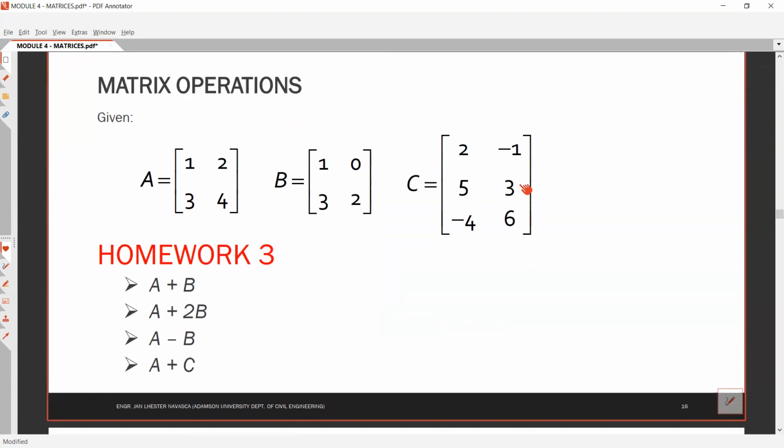So for the matrix operation, given A is equal to 1, 2, 3, 4, B is equal to 1, 0, 3, 2, C is equal to 2, negative 1, 5, 3, negative 4, and 6. So for your homework 3, solve for A plus B, A plus 2B, A minus B, and A plus C.